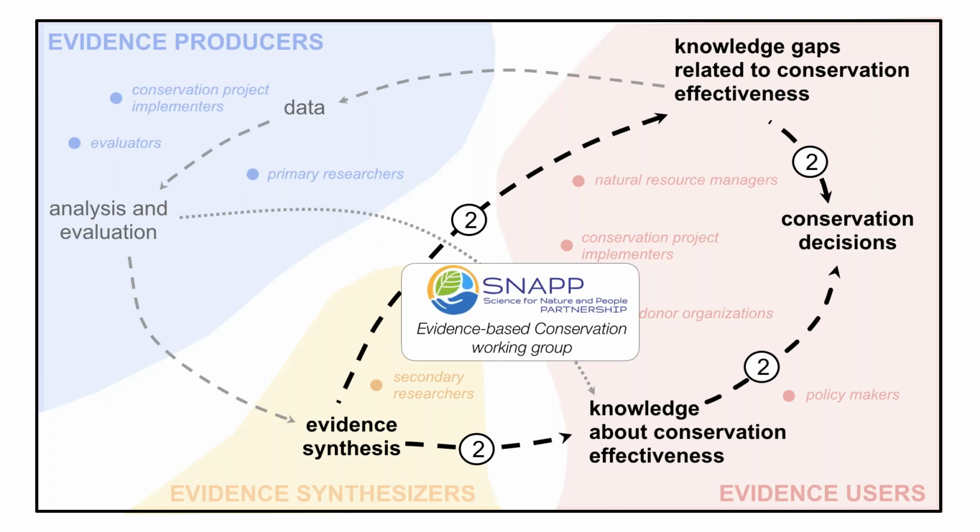So the SNAP Evidence-Based Conservation Working Group is comprised of individuals across this entire evidence pathway. So while we focus on evidence synthesis as a method and a tool in conservation, many of us in this group also wear multiple hats across these different functional groups. So we're engaged in not only producing evidence syntheses, but also in producing primary research, as well as end users aiming to gain insight to inform conservation decisions.